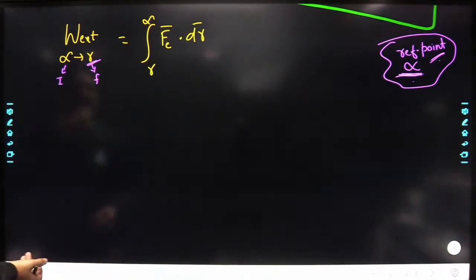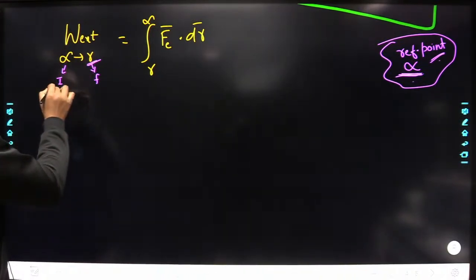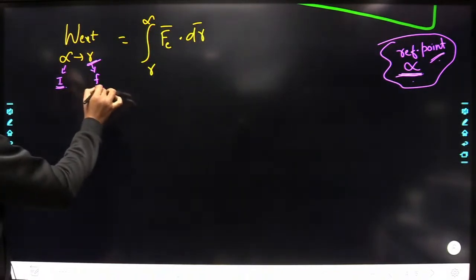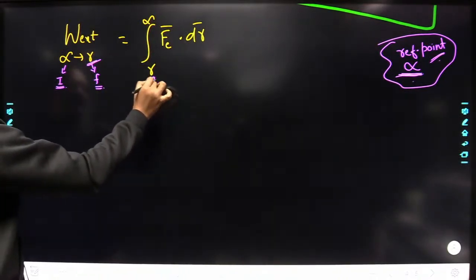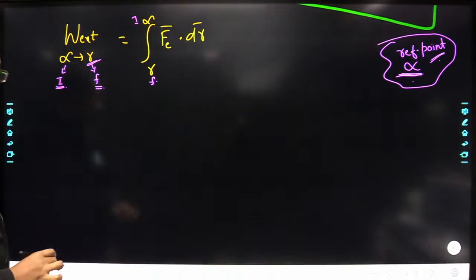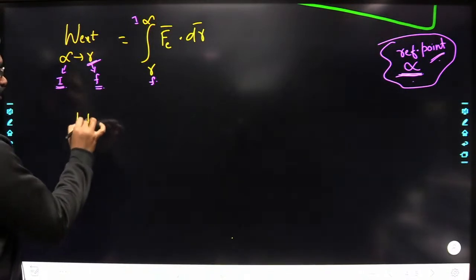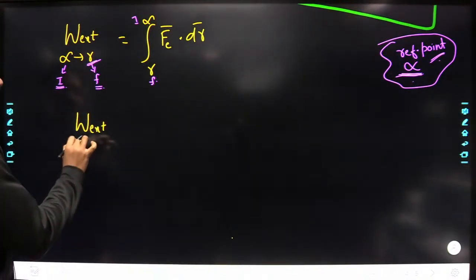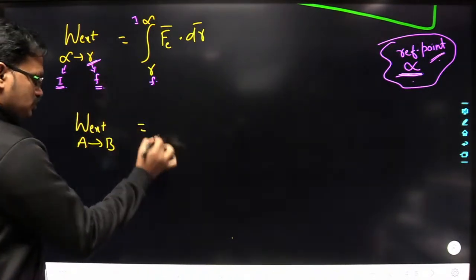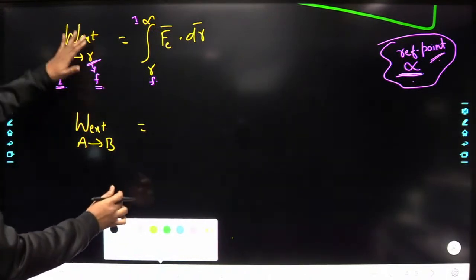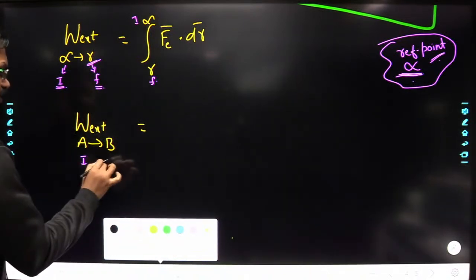I hope each and everything is clear here. Now I am explaining this one. Here the initial position is infinity and the final position is r. Whenever you are integrating, this is the final position and this is the initial position. If you want to determine the work done by the external agent in moving the charge from A to B, just follow the same thing here. This is initial and this is final.